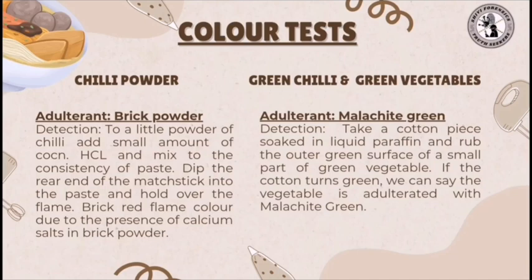Next up, we have the chili powder. To check if brick powder has been used as an adulterant, we take a small amount of concentrated HCl and add it to the sample of chili powder and mix it so that the consistency of a paste is achieved. We dip the rear end of a matchstick into the paste and hold it over the flame. A brick red flame color, due to the presence of calcium salt in brick powder, is observed. Next, we have the green chili and green vegetables. The adulterant for testing is malachite green. We take a cotton piece soaked in liquid paraffin and rub the outer surface of a small part of the green vegetable. If the cotton turns green, we can say that the vegetable is adulterated with malachite green.